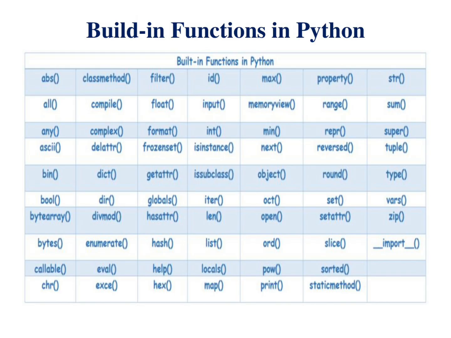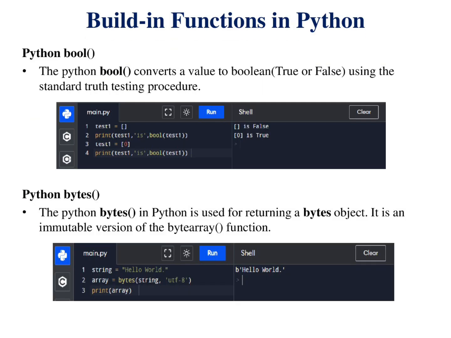So the first one is Python Boolean. Boolean means either it may be true or false. The Python Boolean converts a value to true or false using the standard testing procedures.